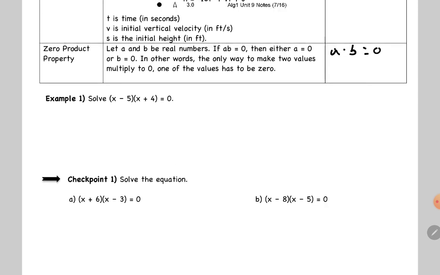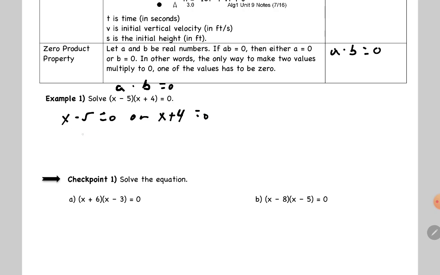So let's look at an example. x minus 5 is a number, and x plus 4 is a number, and they're being multiplied together and they're equal to 0. So because of the zero product property, either x minus 5 equals 0 or x plus 4 equals 0. So we're going to get two answers here.